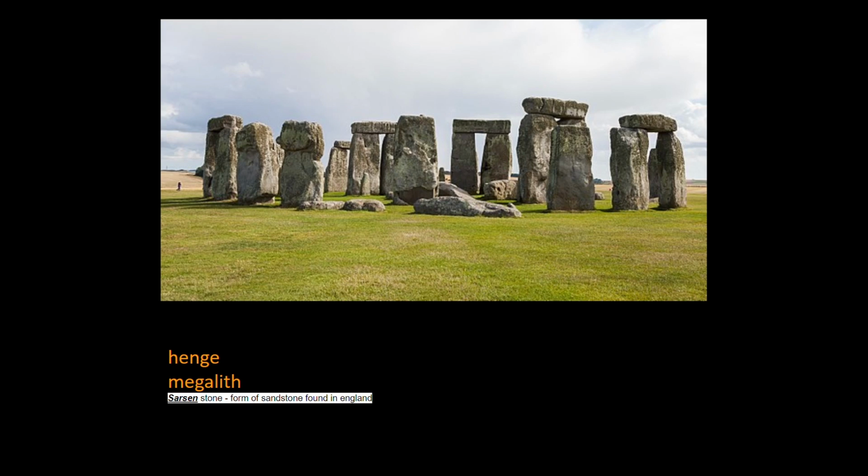Henge, megalith. The sarsen stone is a form of sandstone found in England. It was transported hundreds of miles away. Some of them weigh up to 35 tons. And they were brought to this area. There are many different theories. We're not really sure, though.